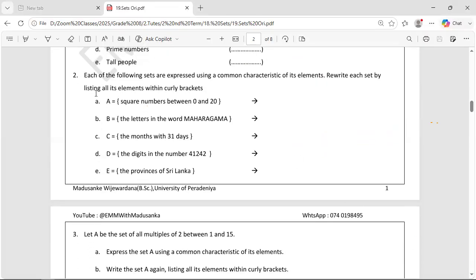Great. Each of the following sets is expressed using a common characteristic of its elements. Rewrite each set by listing all its elements within the brackets. Very easy. How are we going to do that? First of all, square numbers between 0 and 20. I will give you 2 minutes to complete this. Then I am going to discuss so that you can check your answers later.